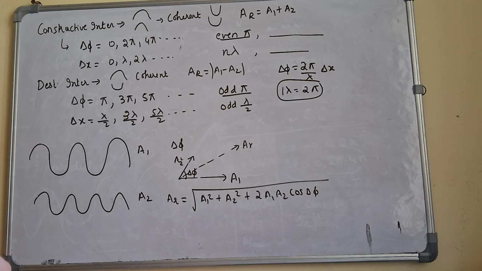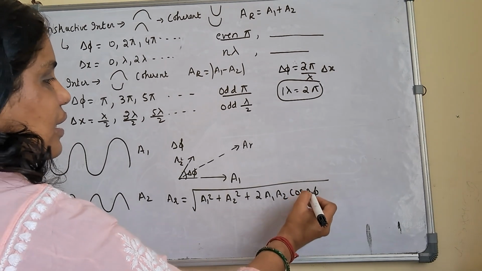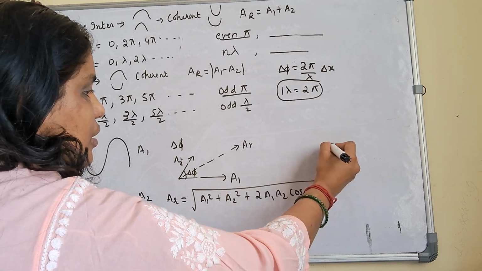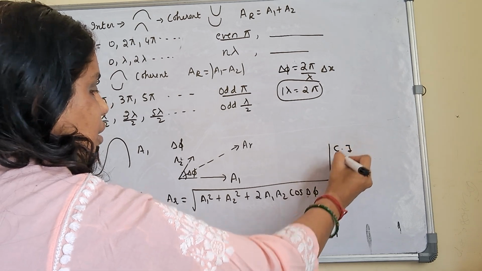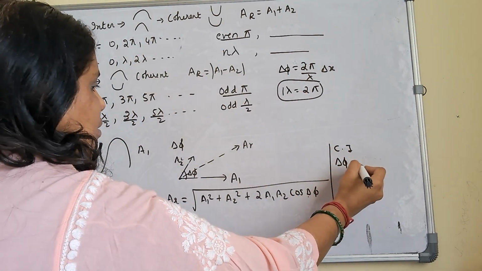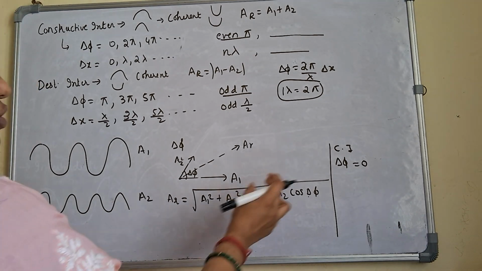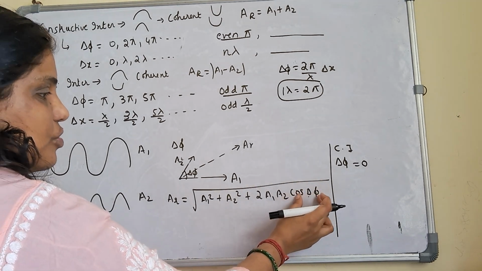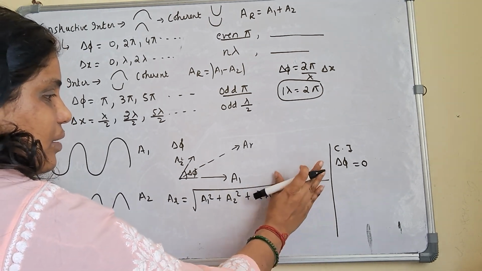Now, what will be cos delta phi for constructive interference? You will get back this. For constructive interference, you know delta phi is 0, 2 pi and so on. Let us consider the case of 0. So this becomes cos 0, which is 1, and when this becomes 1, this is gone.